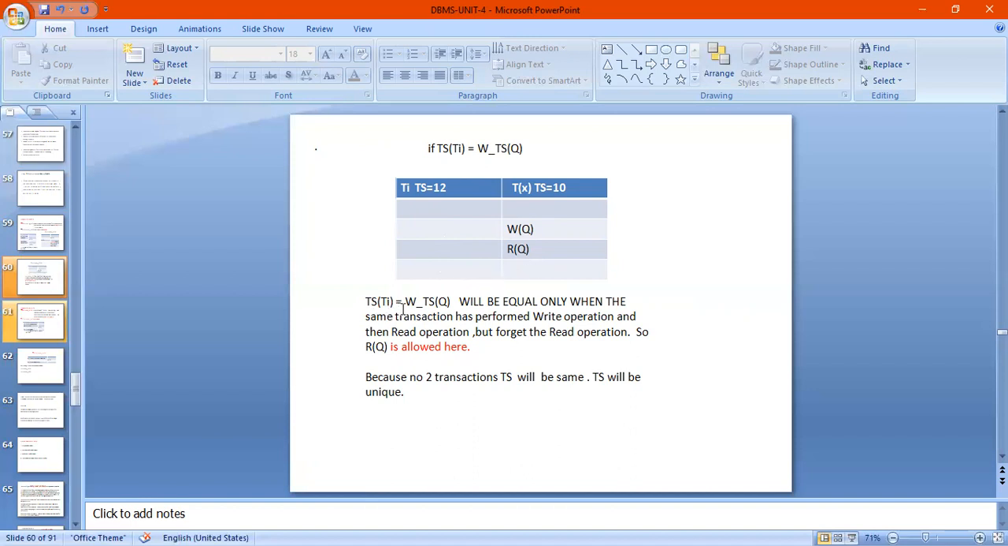TS of Ti is equal to write TS of Q will be equal only when the same transaction has performed a write operation and then a read operation, but forget the read operation. So read of Q is allowed here because no transaction Ti will be the same, TS will be unique.